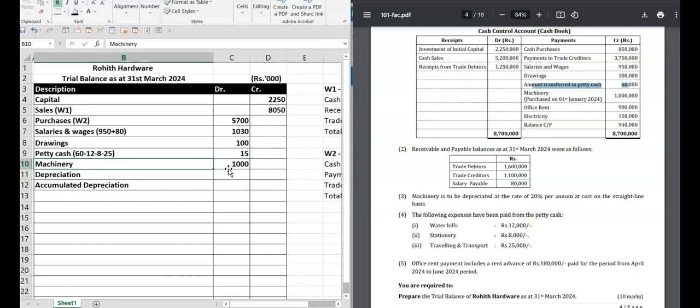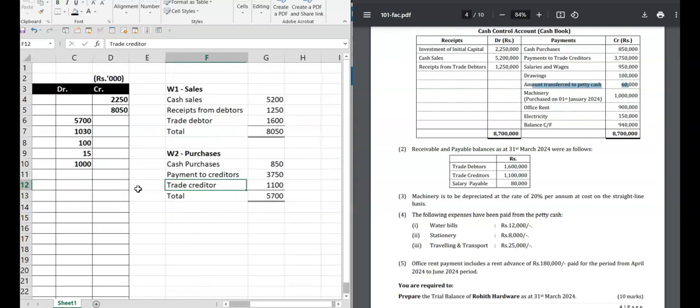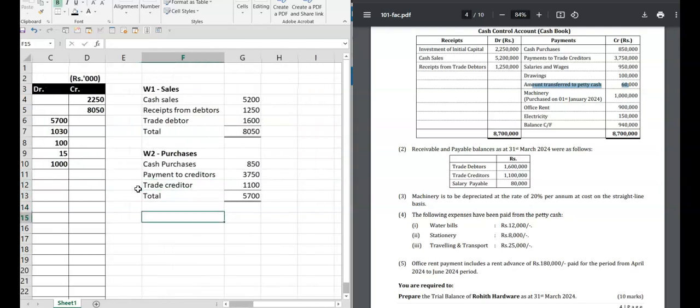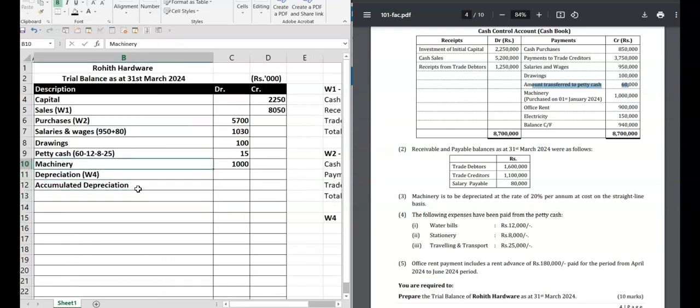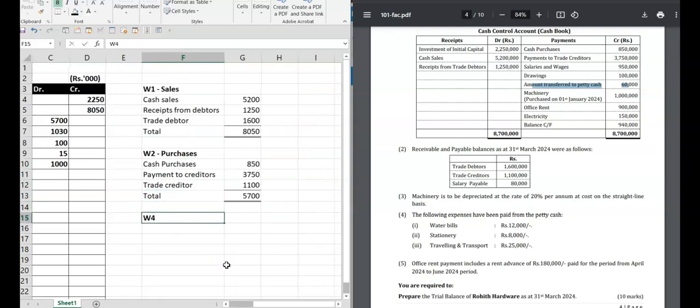So let's do some workings on it. Working number 4, since we are doing it for the first year, just one year. Sorry, it's working number 3.